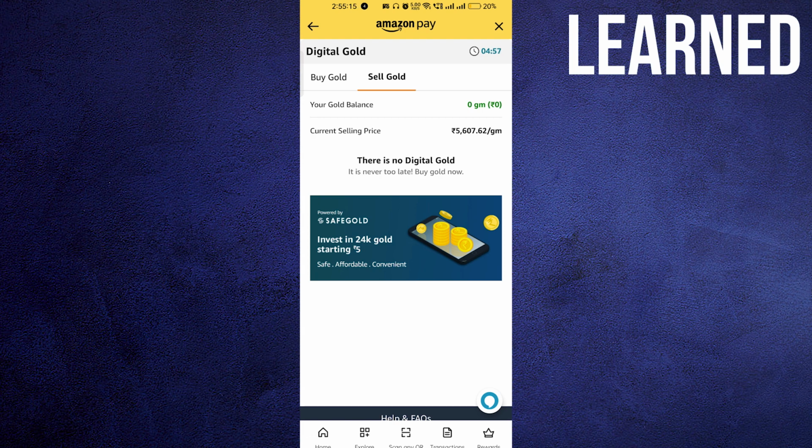So in this way you will not receive the exact Amazon Pay balance, because buying and selling requires some commission or some charges, and it will be cut down from your Amazon Pay balance. So this is it guys, and this is the only way.